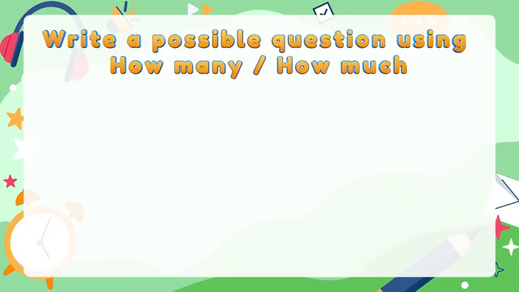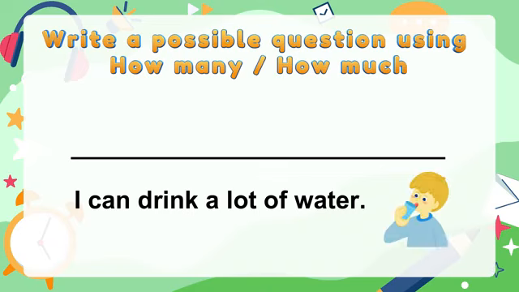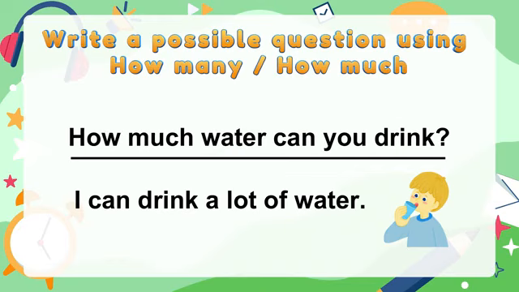Write a possible question using how many, how much. The example says, How many books do you need? I need 3 books. The answer says, I can drink a lot of water. Water is uncountable, so we use much. The question should be, how much water can you drink?